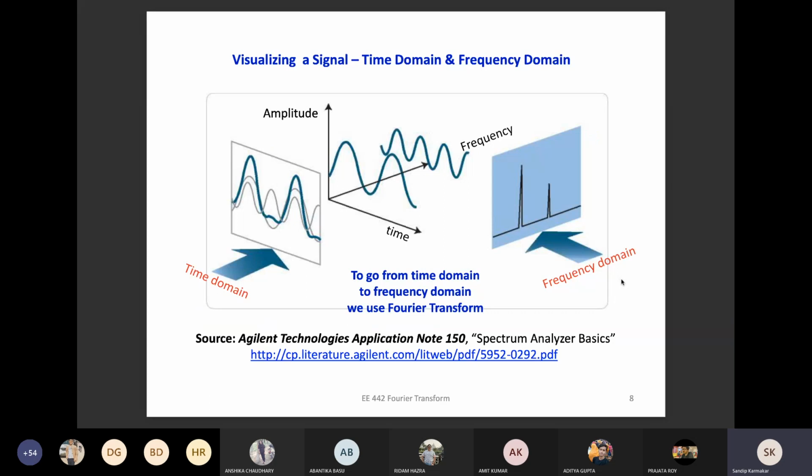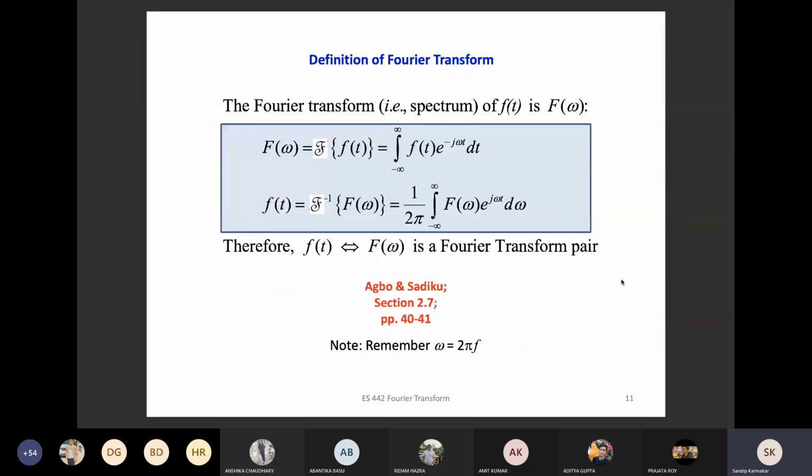Let's not go through that. Now let's come to the definition of the Fourier transform. The Fourier transform is F(omega) equal to the Fourier transform of f(t), equal to the integral from minus infinity to plus infinity of f(t) e to the power minus j omega t dt, where j is the imaginary number, root over minus 1. And the inverse Fourier transform is f(t) equal to the inverse Fourier transform of F(omega), which is 1 by 2 pi integral from minus infinity to plus infinity of F(omega) e to the power j omega t d omega.